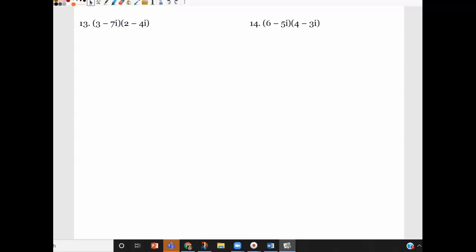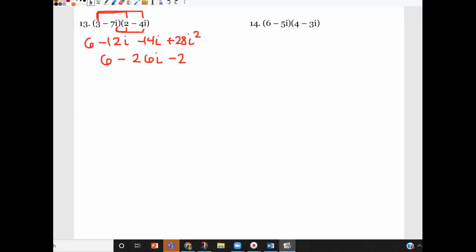And then in 9 and 10, we have 3 minus 7i times the quantity 2 minus 4i. So now you have to apply your techniques from algebra. You have to do first, outer, inner, and last, combine like terms, and change i squared, i cubed, etc.